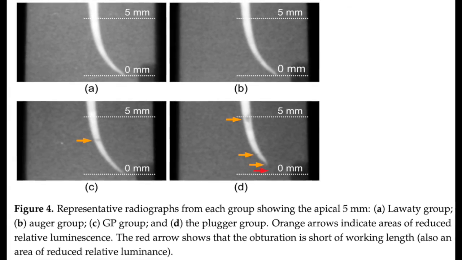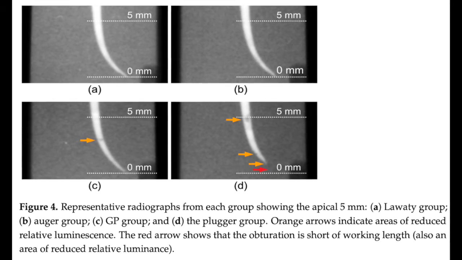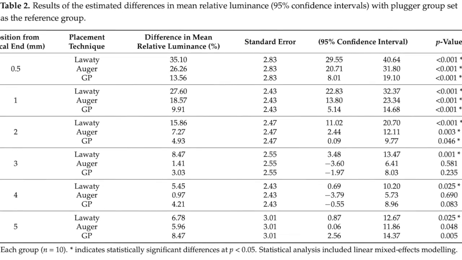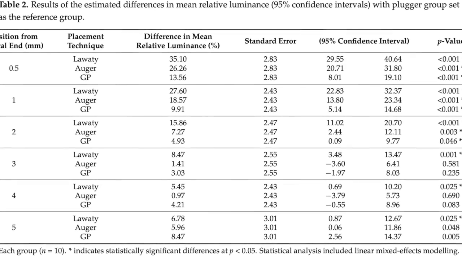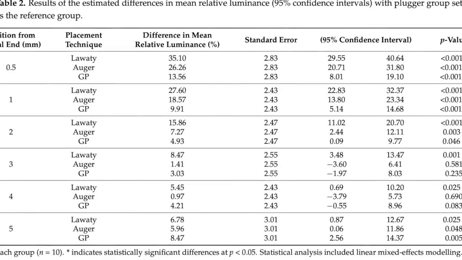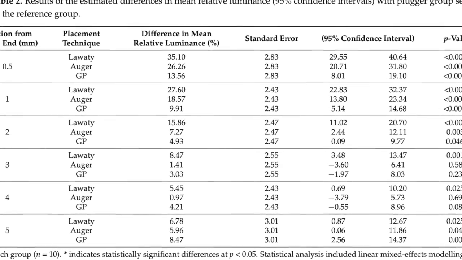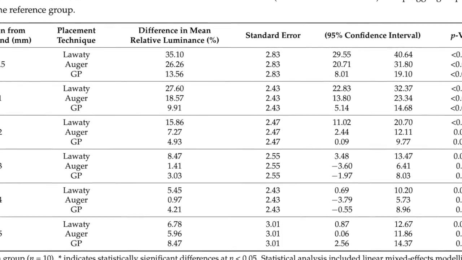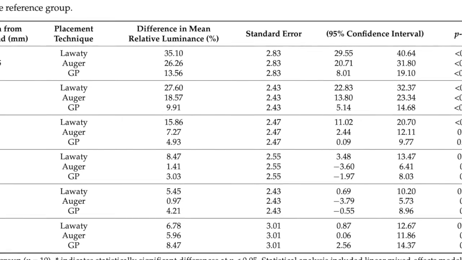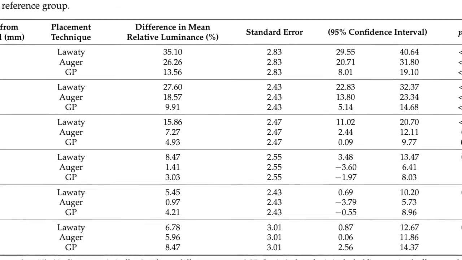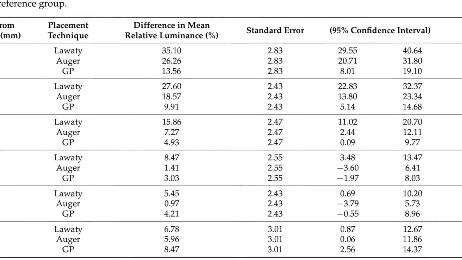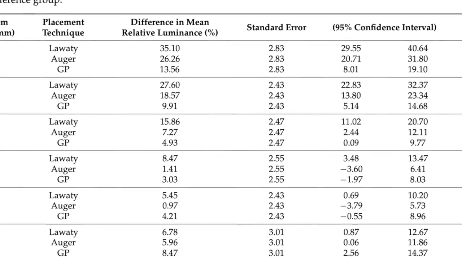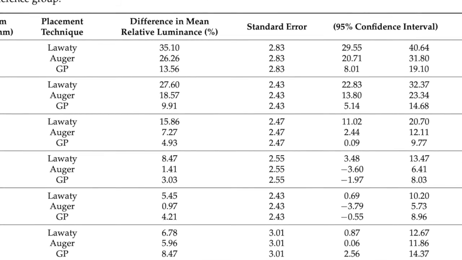The mean obturation time was as follows. Lawaty took almost 10 minutes, and the rest of the techniques took almost half of the time needed to perform the Lawaty packing technique. In conclusion, the Lawaty, Auger, and modified GB point techniques are comparable techniques in MTA obturation. In curved canals, pluggers are likely to leave more voids and be unable to reach the apical end of the canal. Although the Lawaty technique takes the longest time to complete canal obturation, it may produce a denser obturation with greater radiopacity.